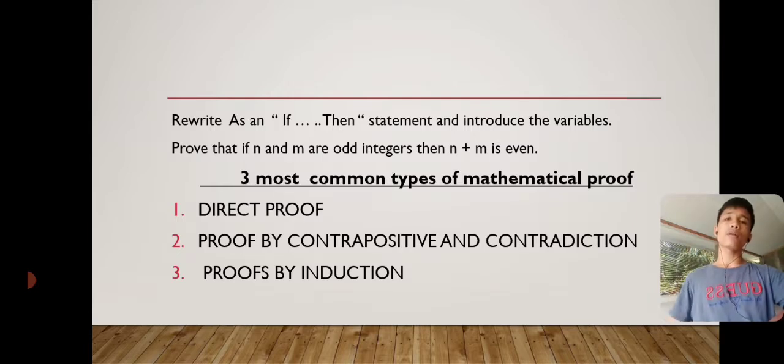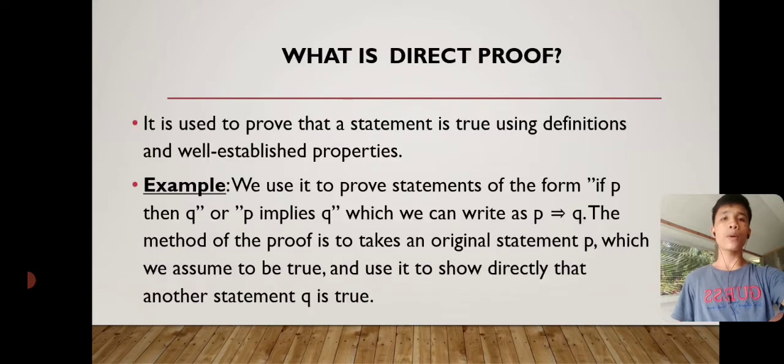I will discuss the three most common types of mathematical proof. The first type is direct proof. The second is proof by contrapositive and contradiction. And the third type is proof by induction. We are going to define these common types of mathematical proof so that we understand them. So what is direct proof?